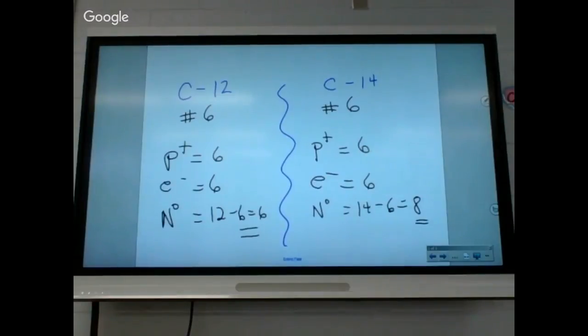Now, the question becomes, what mass are we going to put on the periodic table? Are we going to put a 12? Or are we going to put a 14 on the periodic table? Okay? Which one is going to go on the periodic table? All right. If you look at the periodic table, it has a 12 on there, but does it just say 12? So where's the 0.011 come from? It comes from averaging. All right?